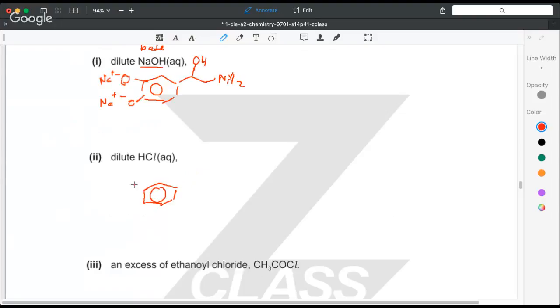You've got the phenolic groups are unaffected. They're already acidic. They won't get affected by adding acid. And you're going to end up with NH3Cl. Or if you wanted to draw that as ionic, you've got that noradrenaline molecule. You've got your secondary alcohol.